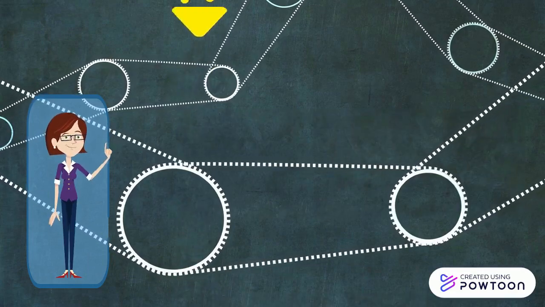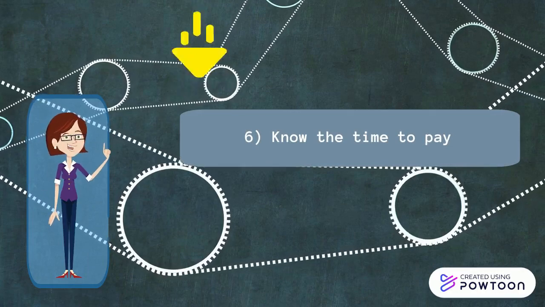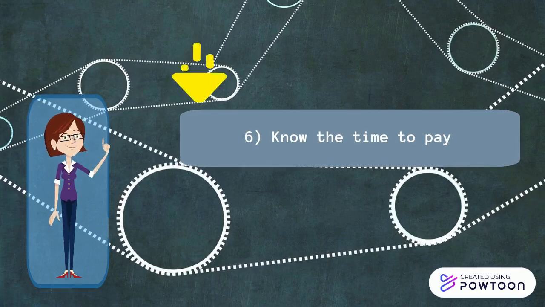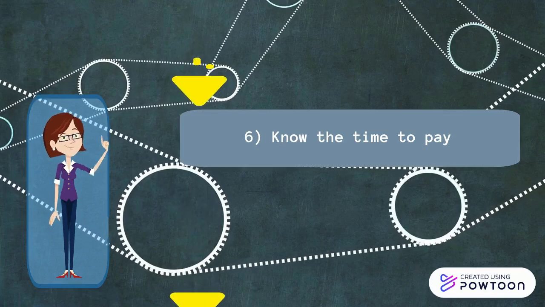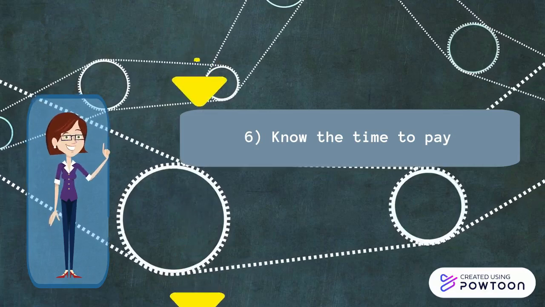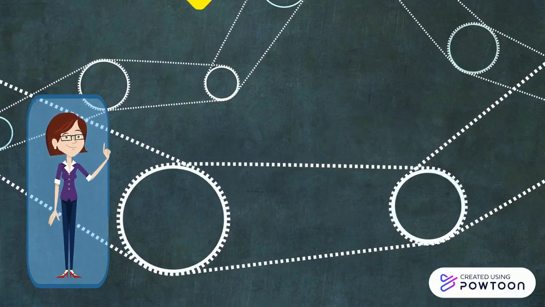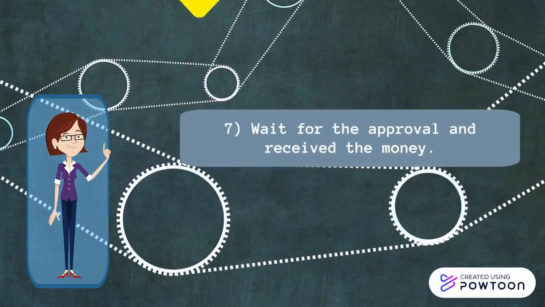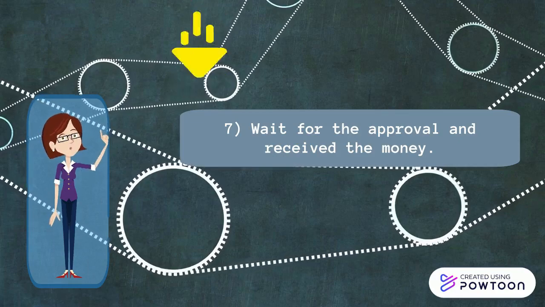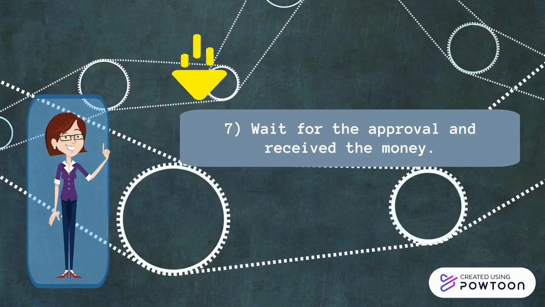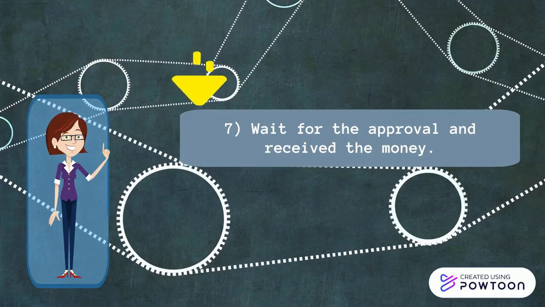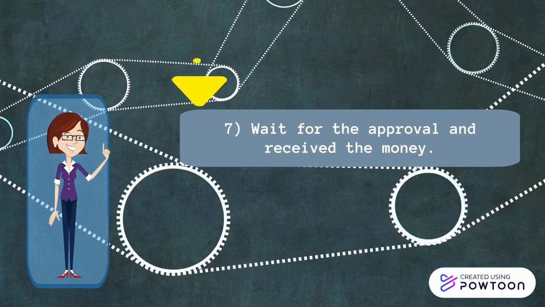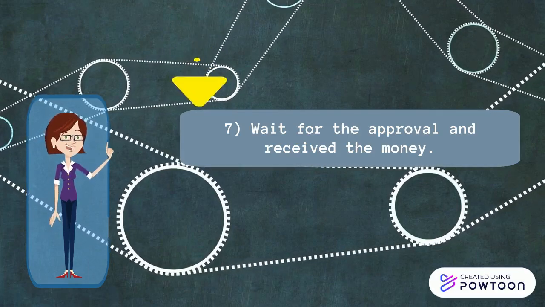Borrower needs to know the time to pay. So basically, borrowers need to make sure that they have checked the repayment schedule so that they do not miss the important date. Lastly, wait for the approval and receive the money. This depends on the lender. If the business is qualified enough, then they will give their answer and lend the money that the borrower has requested.